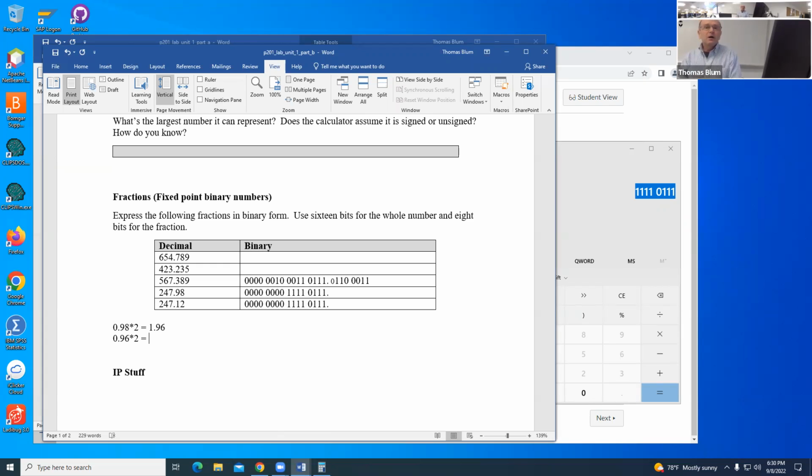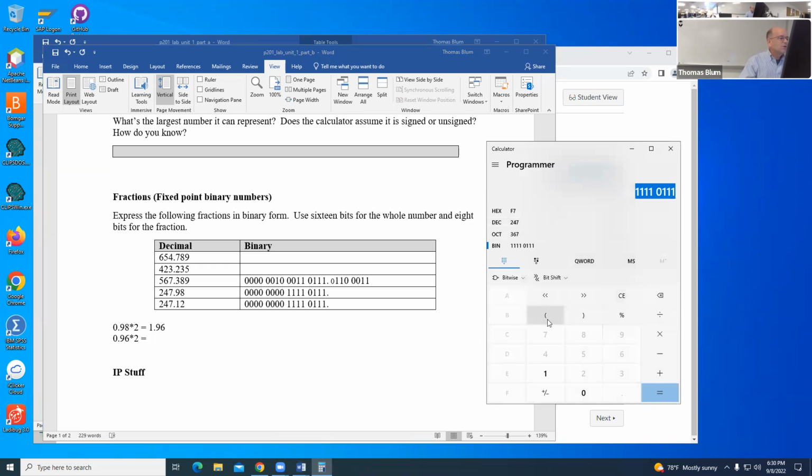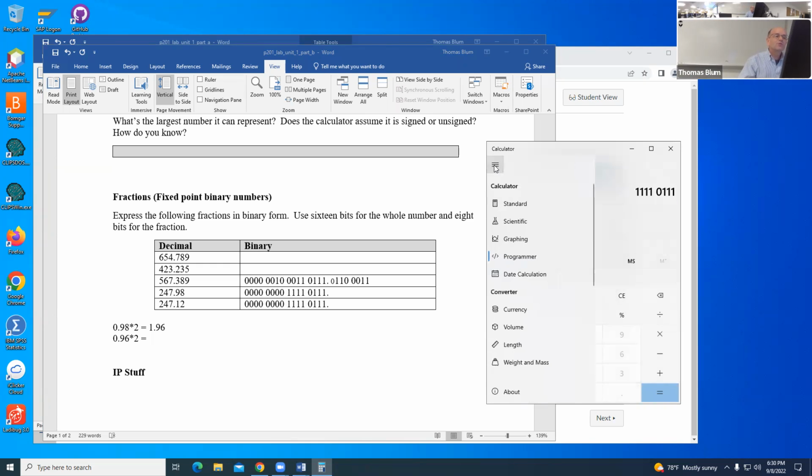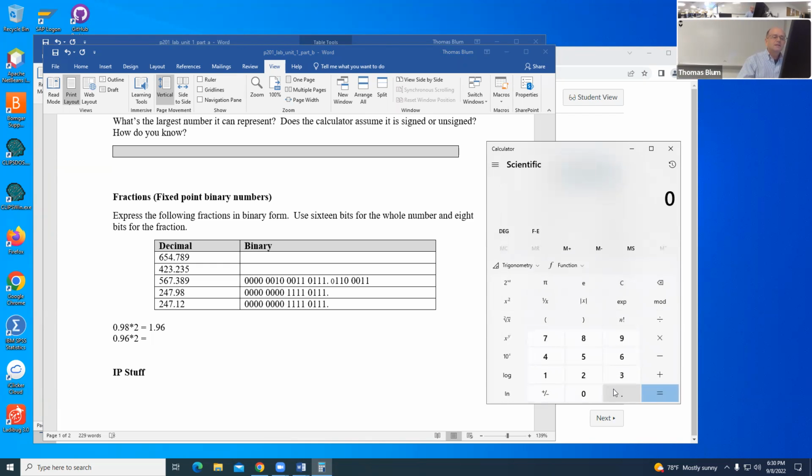What does that algorithm tell me to do? It tells me to multiply by 2, and I would do that 8 times because I wanted 8 bits. So multiplying by 2 eight times is multiplying by 2 raised to the 8th. So I'm going to go over to scientific mode where I can do that: 0.98 times 2 raised to the 8. Take my fraction and multiply it by 2 raised to the number of bits that I requested.